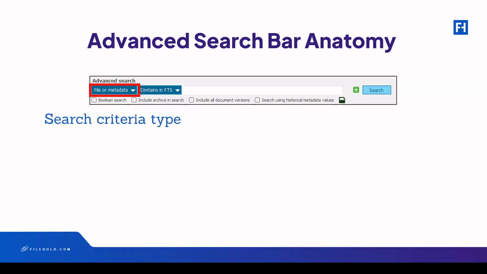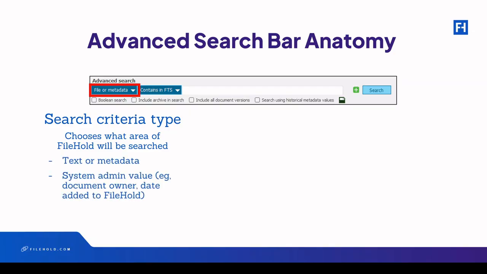We're going to start here with our first one, which is our search criteria type, is what this is called. This is the first area, and the way I always think about this is how we're searching for documents within the system. So it chooses what area of FileHold is going to be searched. So file or metadata is our starting point, and that's the broadest possible thing. So it could be text or metadata. It could be a system administrative value, such as who owns the document, the date added to FileHold, etc. Could be a schema, could be a metadata. So it's really where we're going to start to direct our search to exactly what we're trying to find for our content.